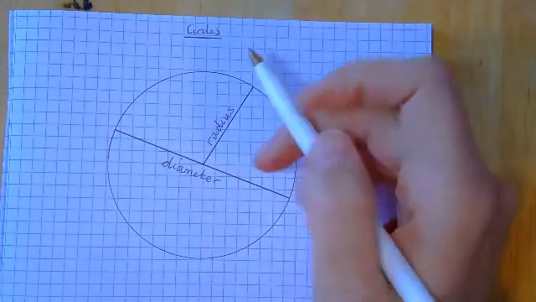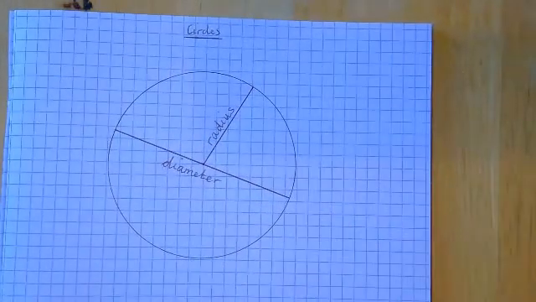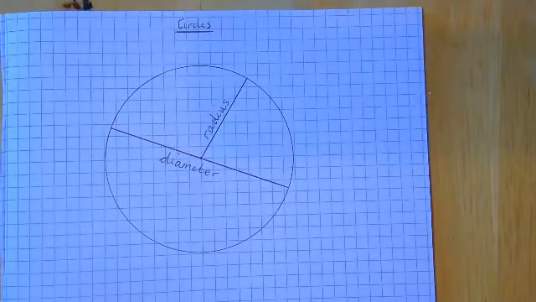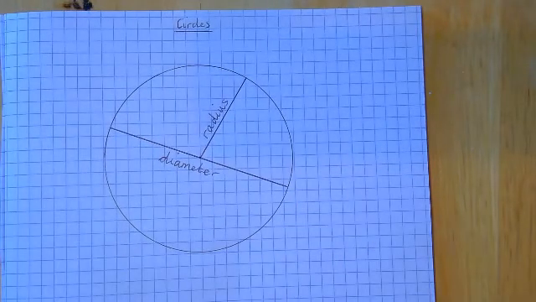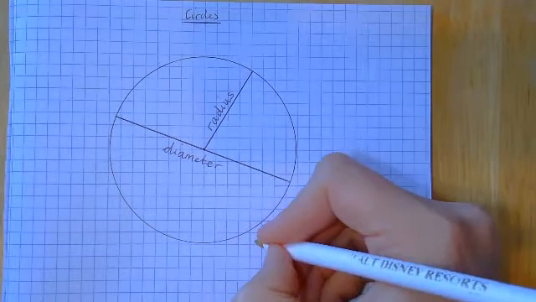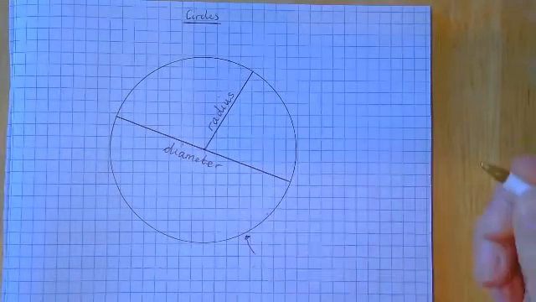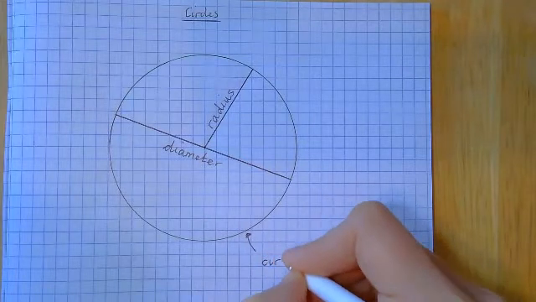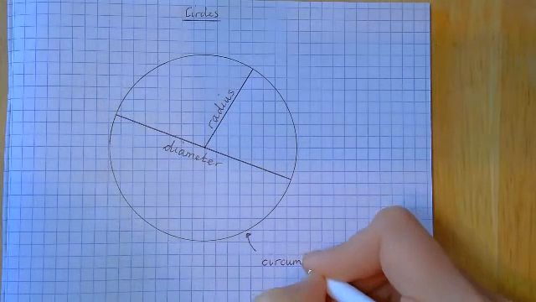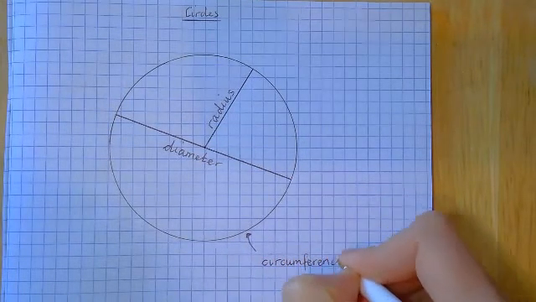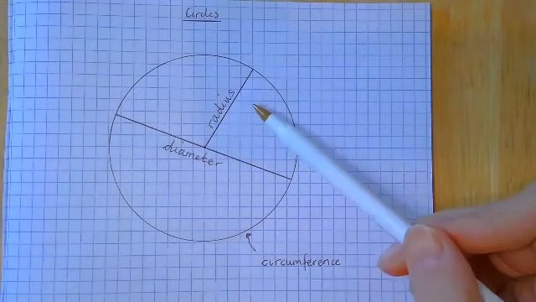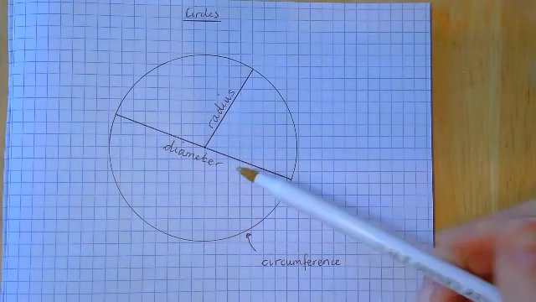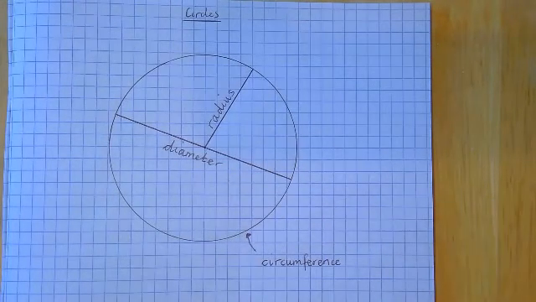And then we've also got the edge of the circle. So for every other shape, we would call it the perimeter. Now, circles get a special name. So the edge of the circle, kind of like the perimeter of the circle, is what we call the circumference. That's quite a long word. There we go. So we've got the radius, the diameter, and the circumference goes all the way around the outside.